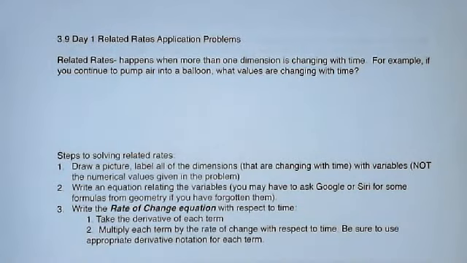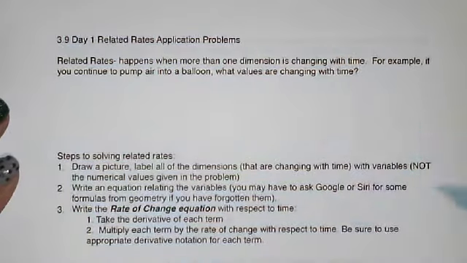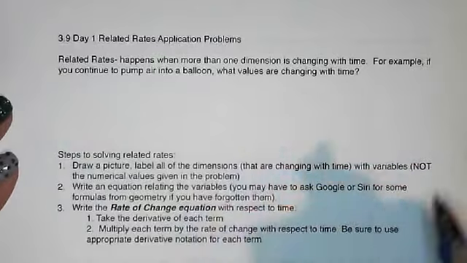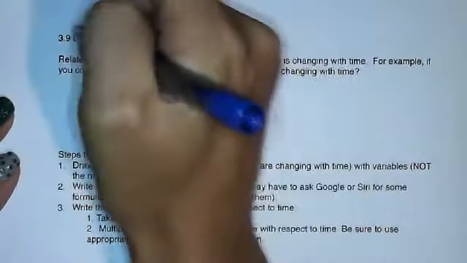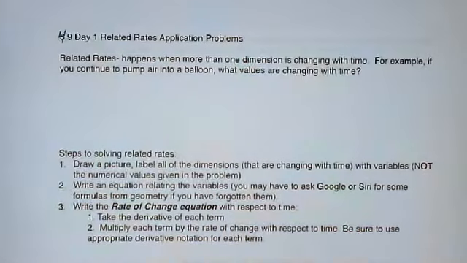Okay, we are doing a section that's not in your book, and the reason being is at the end of the year, you might be able to take a test that will give you credit for Calc 1, and this stuff is not in our book. So we are going to call this 4-9 day 1, and it's all about related rates.